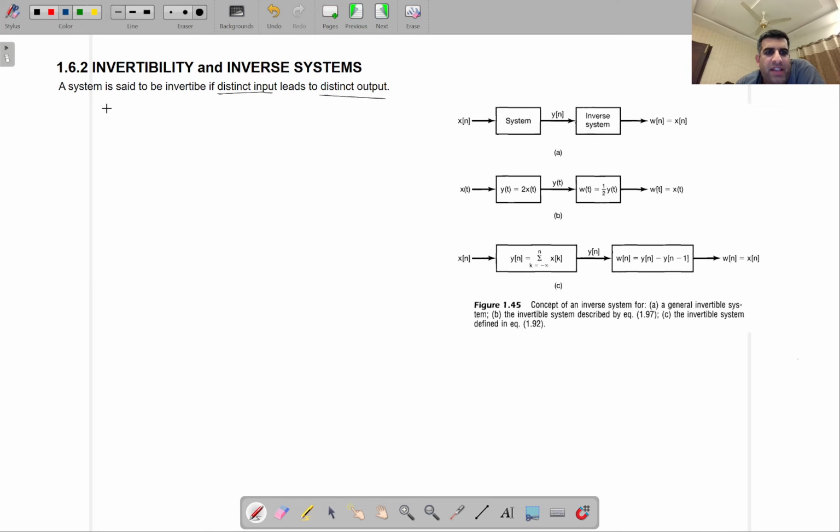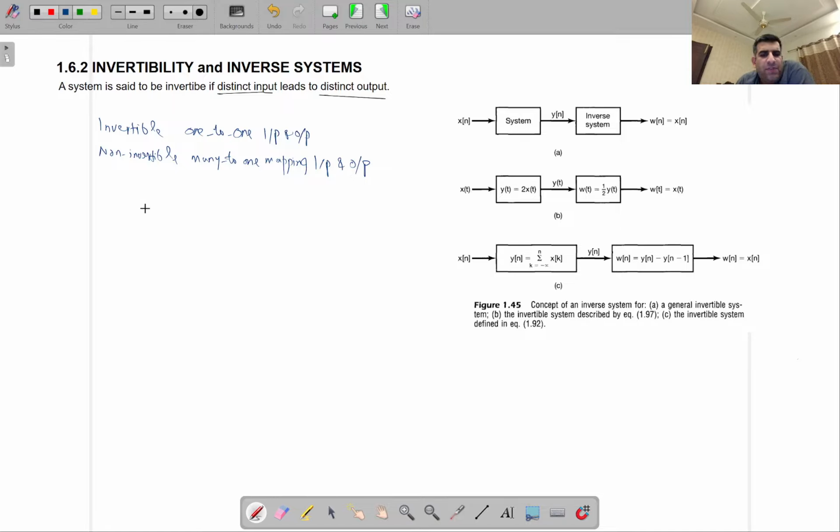So essentially what we are saying is that a system is an invertible system if there is a one-to-one mapping present between the input and output, which essentially means that for each input there is a distinct and unique output. And a system is going to be called a non-invertible system if there is a many-to-one mapping. Many-to-one mapping means it's possible that for two different inputs we are going to have the same output.